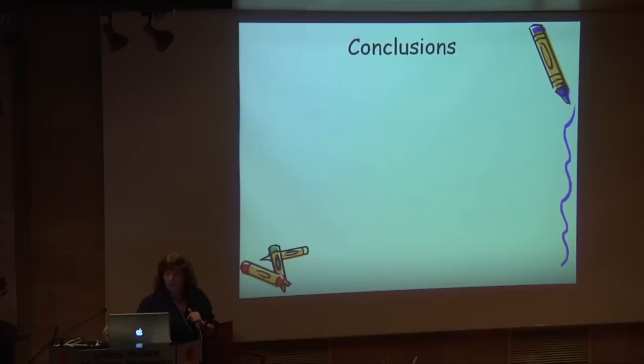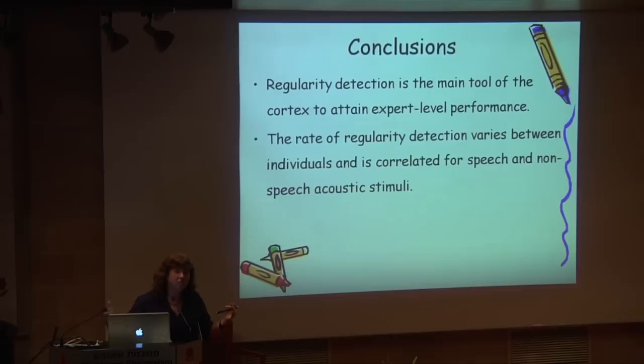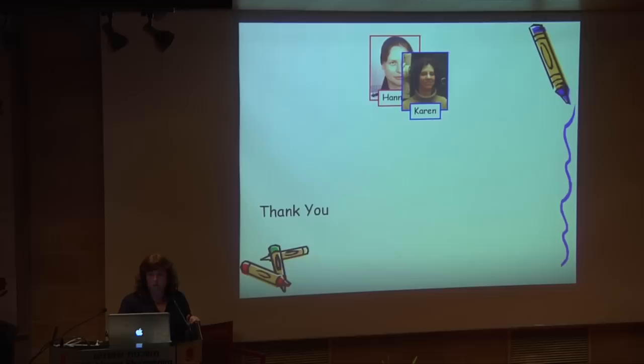So just to conclude, regularity detection seems to be the main tool of the cortex to attain expert-level performance, from frontal to posterior, from online computation to scheme-based, where you don't have to calculate everything. You know where the information resides, where you should attend, where the hotspots are. The rate of regularity detection varies between conditions, of course. It's dictated by a combination of parameters, but also varies for the same physical condition between individuals and is correlated between different auditory abilities. And thank you.